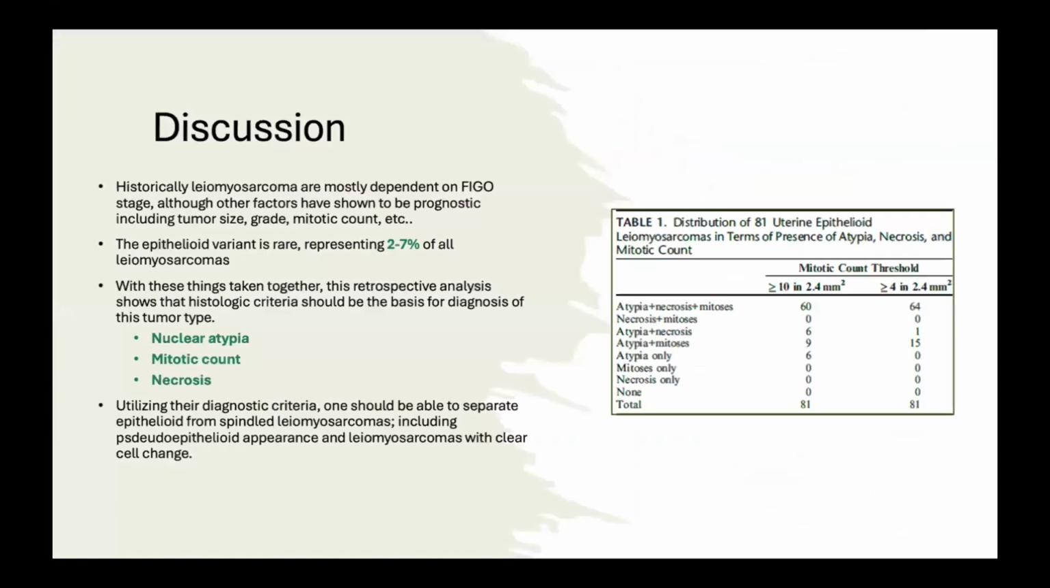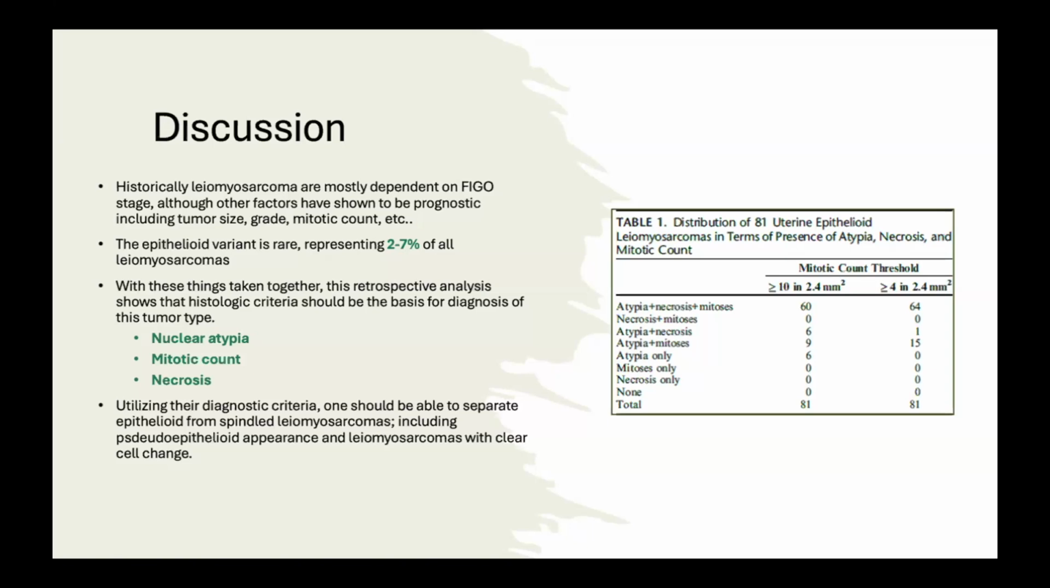So getting to the end here, a couple more minutes. The importance of this study was that, historically, leiomyosarcomas are mostly dependent on the FIGO stage, and other factors have been shown to be prognostic, the ones we listed earlier in the presentation. However, this is very rare. It still represents about 2 to 7 percent of these lesions. And since they have a decreased overall survival, they're very important to make sure you can identify.